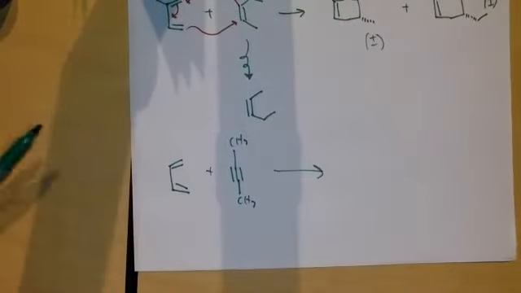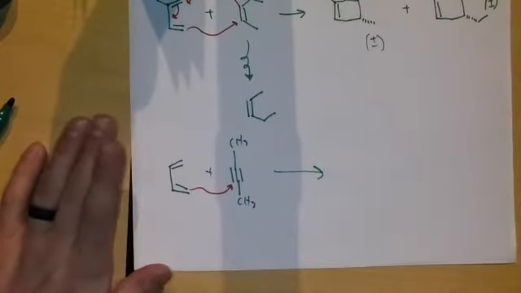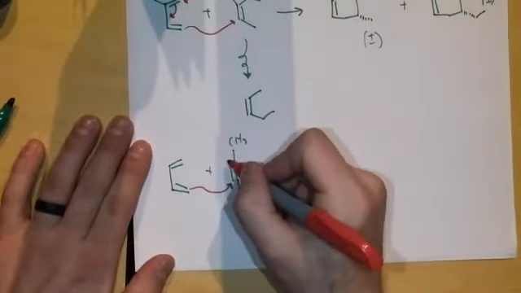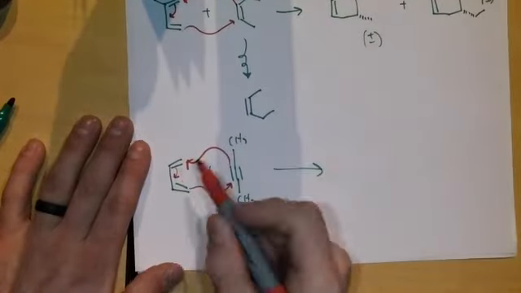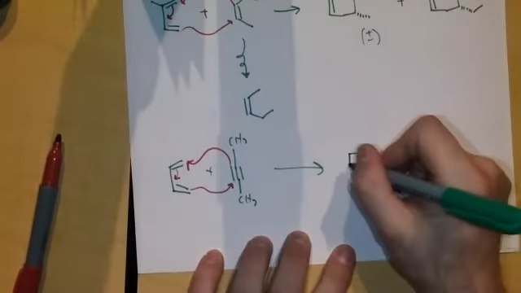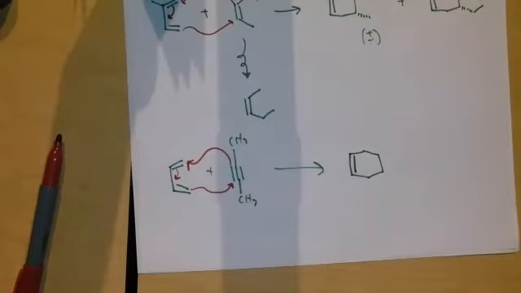So with a triple bond, you're really doing the exact same thing. Your diene is going to attack one of the two double bonds from the triple bond. The triple bond is just made up of two double bonds. Kicks this one over, drops this one down. We're still going to get a six-membered ring with a double bond.